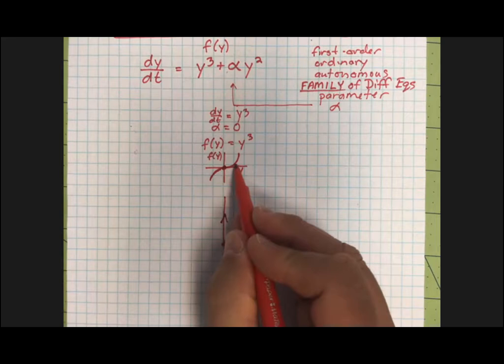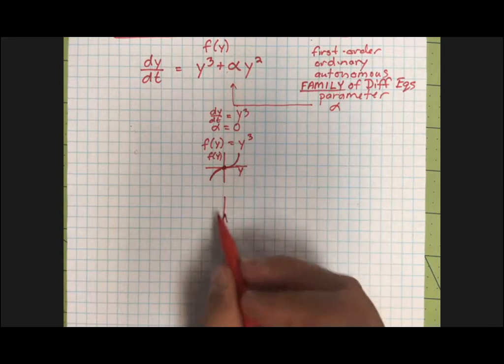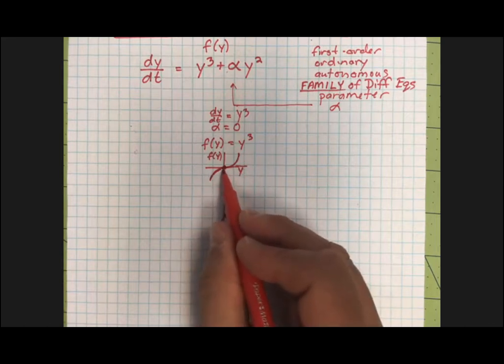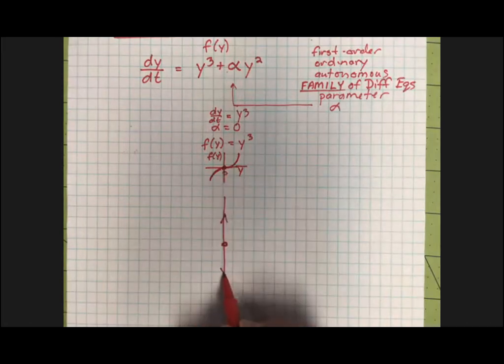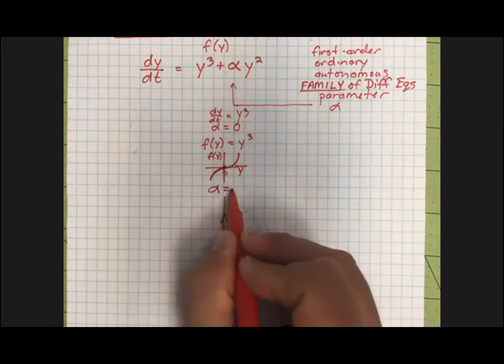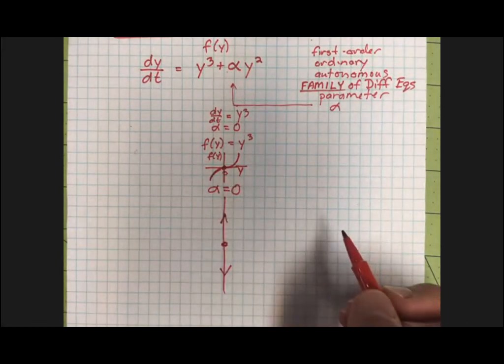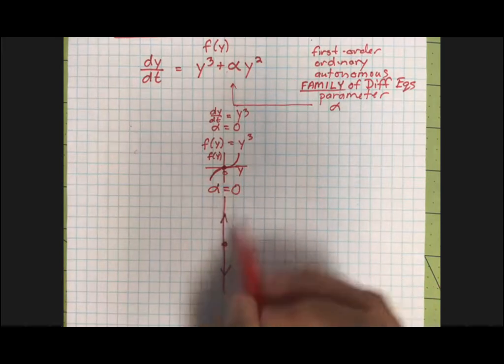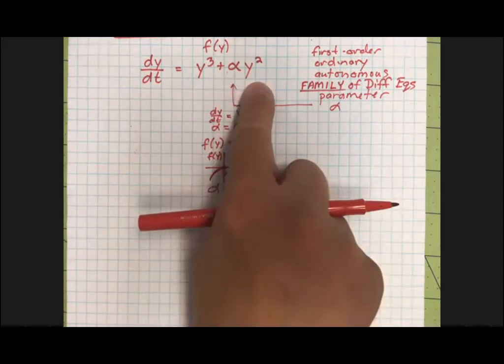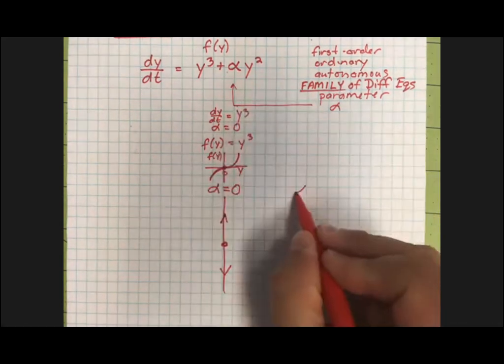Now, to the right means above zero. To the left means below y equals zero. So there's the phase line for alpha equals zero. But is that the only way this system behaves? Well, let's think about it. Let's just try another one. What if alpha was one?